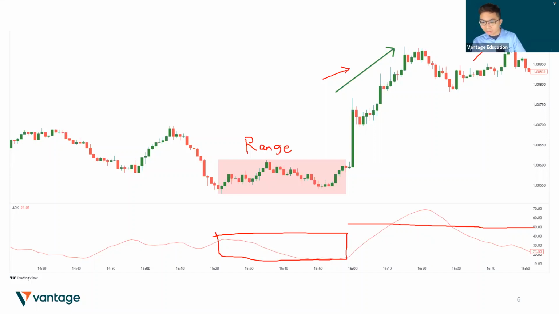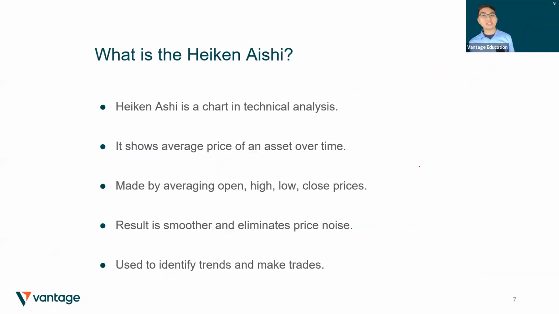Okay, next, let's take a look. What is the Heiken Ashi? Heiken Ashi is actually a chart in technical analysis. It shows the average price of an asset over a set period of time. The chart is constructed by taking the average of the open, high, low, and close prices of an asset. The resulting chart is smoother, and it eliminates much of the price noise found in traditional candlestick charts.